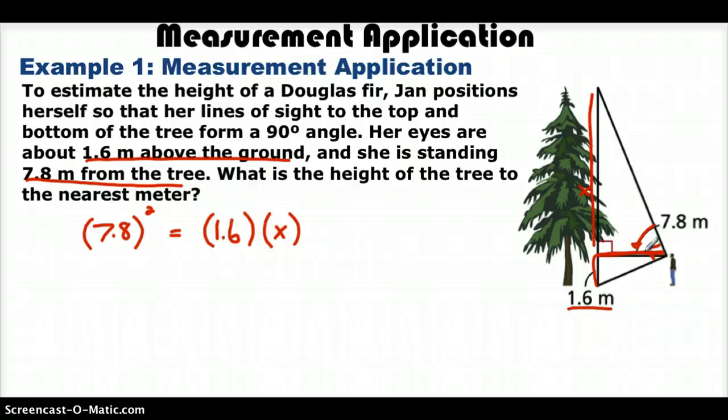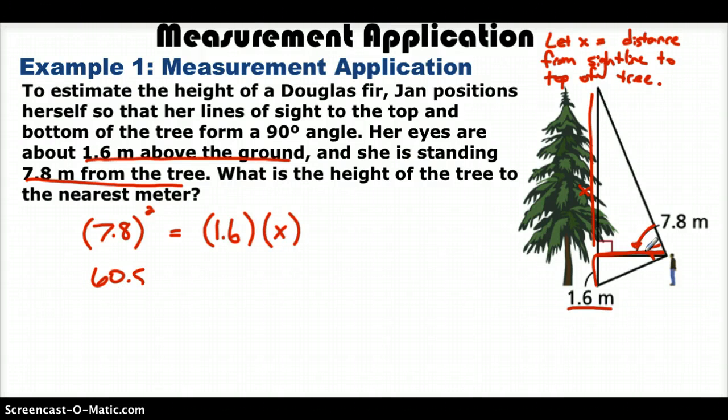I'm even going to write that down. Let x equal distance from sight line to top of tree. And that's going to help us out quite a bit here. At this point we have to figure out what 7.8 squared is. 7.8 times itself is going to give us 60.84. So 60.84 is going to be equal to 1.6x.